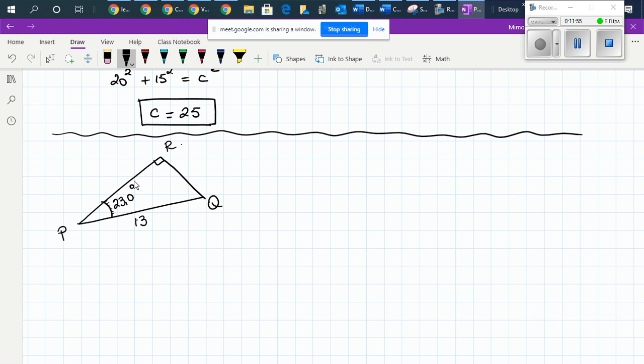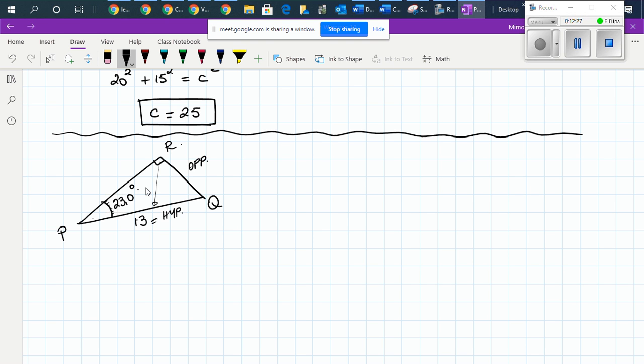Let's start with labeling the sides. In relation to the given angle 23, the length of RQ is the opposite. The hypotenuse is always opposite to the 90 degrees. And the adjacent is the length of PR.